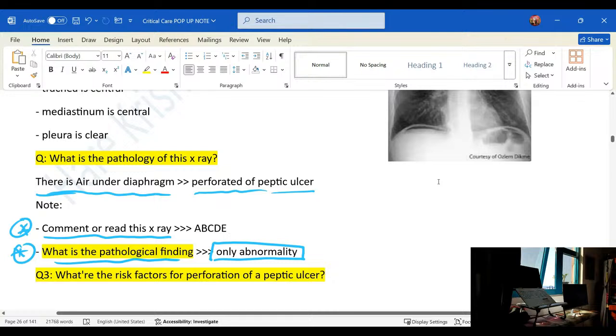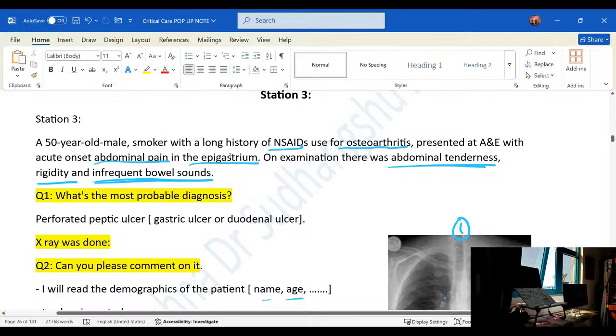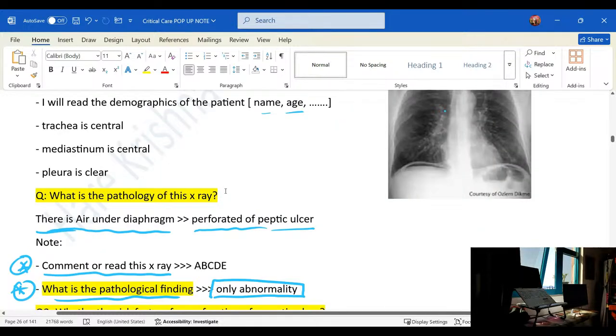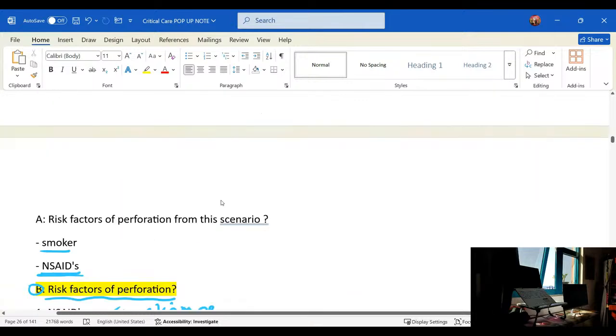Chronic NSAID user and smoker. In general, risk factors are Helicobacter pylori infection, chronic use of NSAIDs or steroids, previous gastric surgery, advanced stage malignancy.